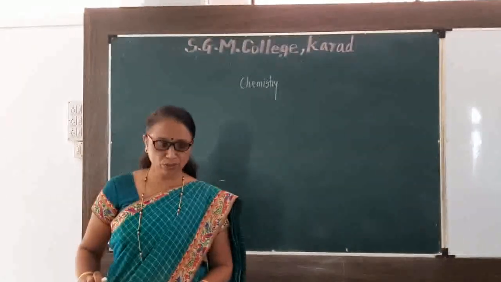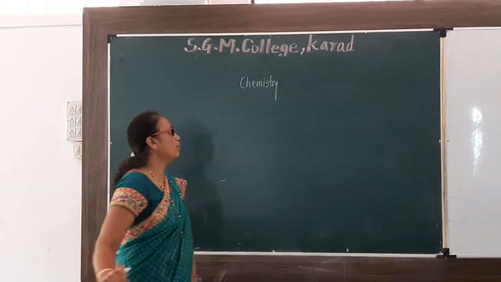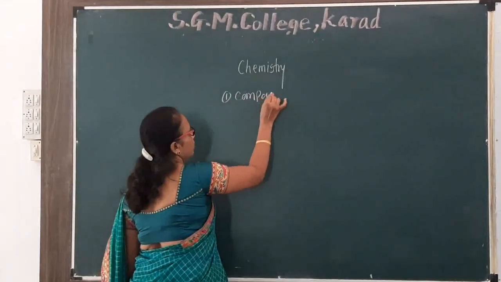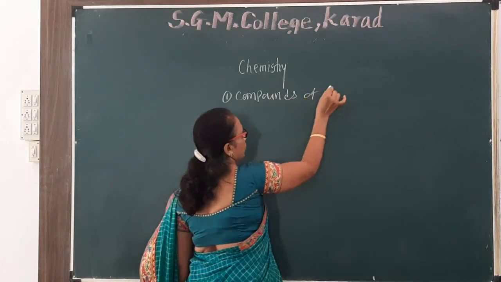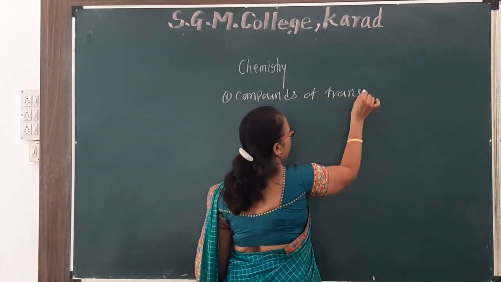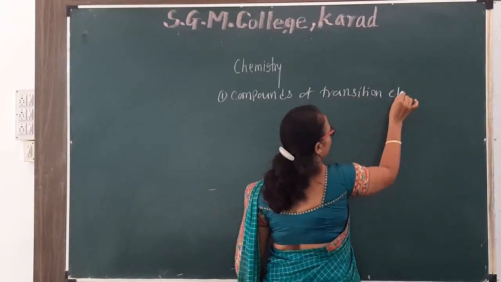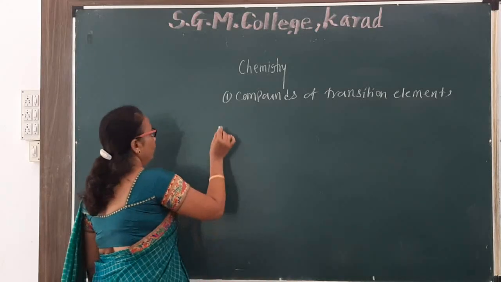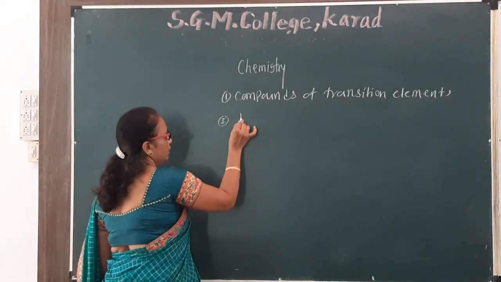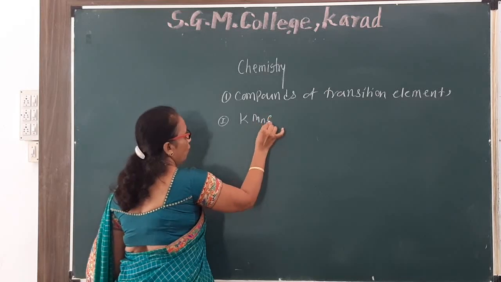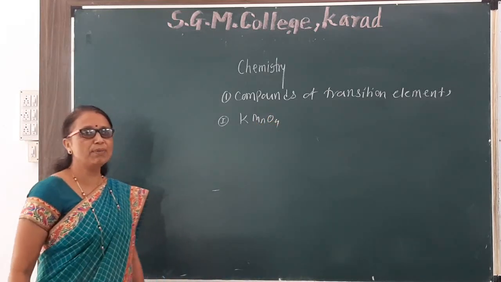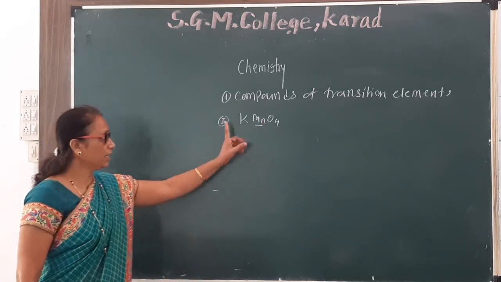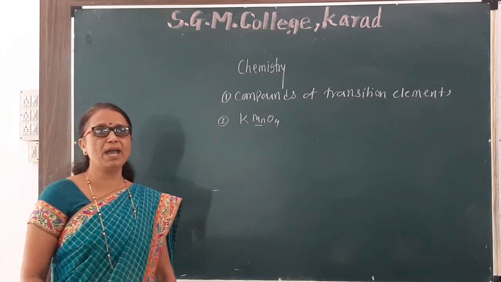Students, today we are going to see some compounds of transition elements in chemistry. First we are going to study KMnO4, potassium permanganate. It is a compound of manganese, and KMnO4 is called potassium permanganate.